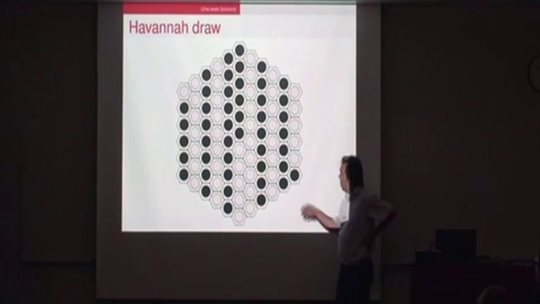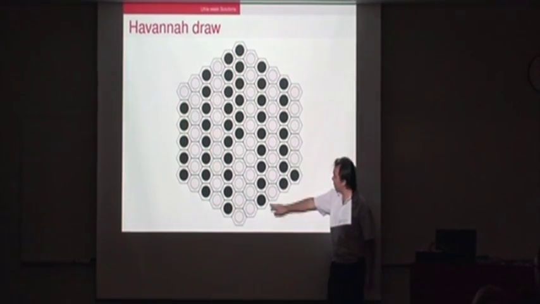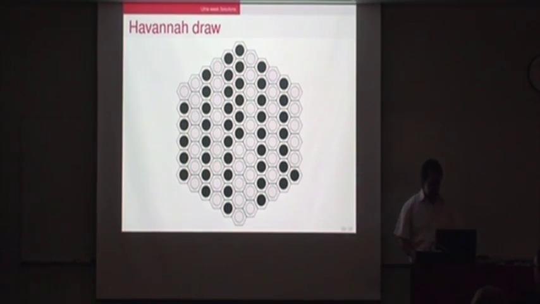It's easy to check that none of the groups satisfy any of the three conditions. Clearly they don't satisfy the ring. This one only touches one edge, so no fork. Only one corner, so no bridge. This one is one corner and two edges, so no fork, no bridge. This one only two edges, and so on. This can be extended to larger sizes by adding more layers. So Havannah, maybe it's a draw, or maybe a win.